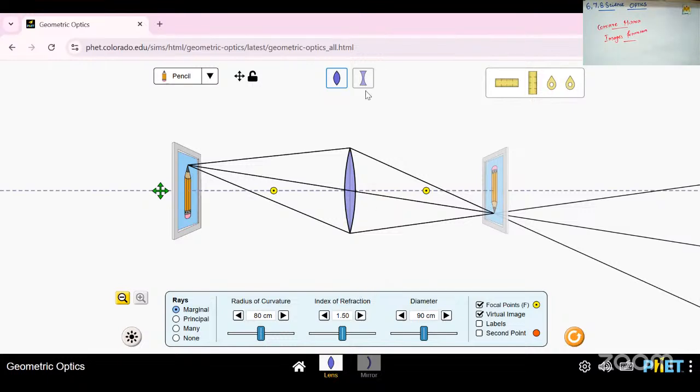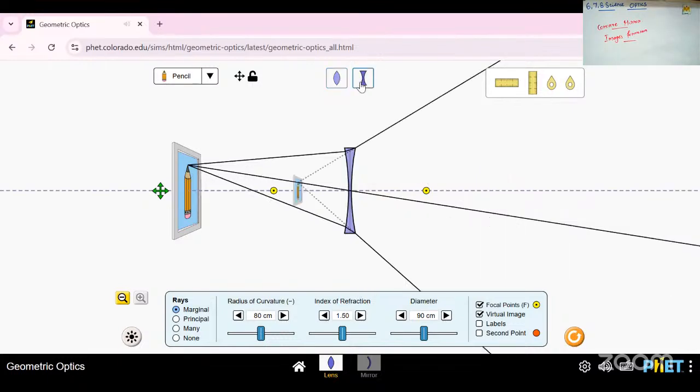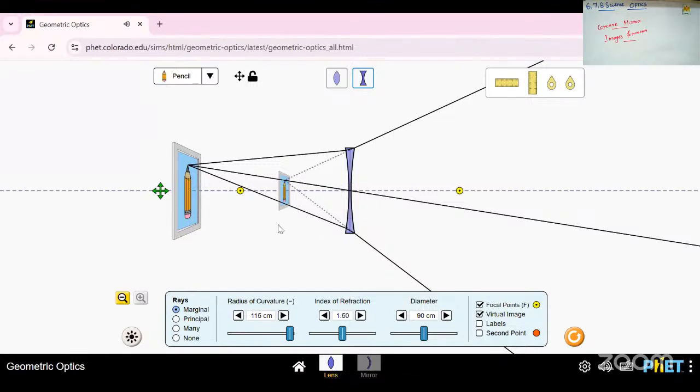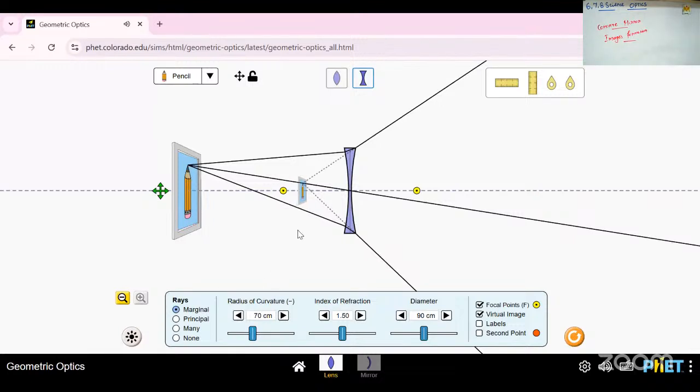And next one is the next lens. Okay, so this is concave. How is the image formed? The image is formed on the opposite side in this kind of lens. Here also, I want to increase the radius of curvature. When the radius of curvature is increased, the image is far away from the lens. When I decrease that radius of curvature, the image is near to the lens.